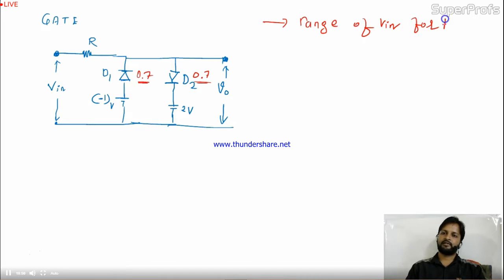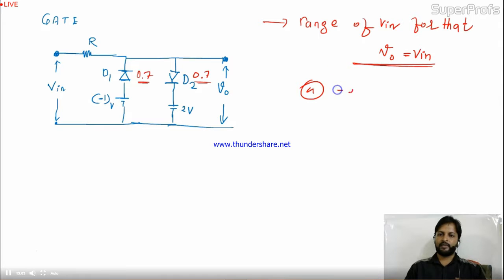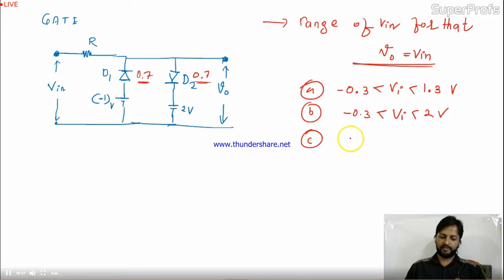For that, V0 is equal to V in. Means at what range the input will be equal to the output, and the options are given: -0.3 Vi to 1.3 volt. Option B given -0.3 Vi less than 2 volt. Option C, please do it carefully, okay?